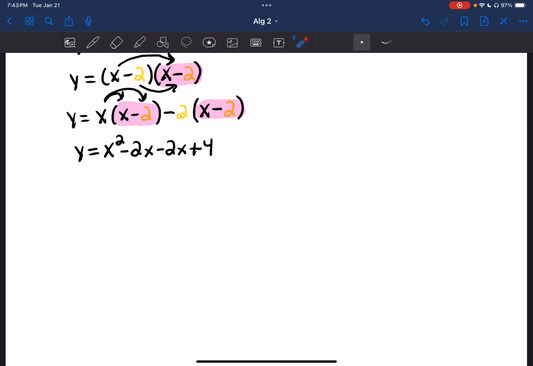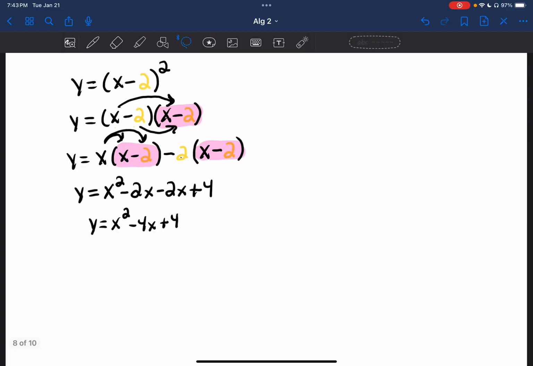Now we have this expression here, and we know that we can combine like terms, right? We have a -2x and a -2x. If we combine those two like terms, y equals x squared minus 4x plus 4. And this is our standard form. This is our standard form version of this vertex form. Right? We took the vertex form, x minus 2 squared, turned it into the standard form, written like this. So that's the simplest version of the scale.